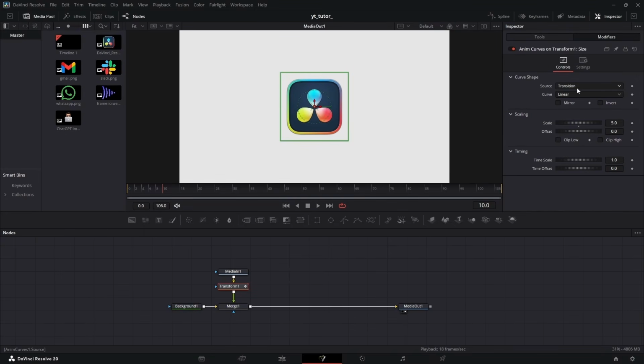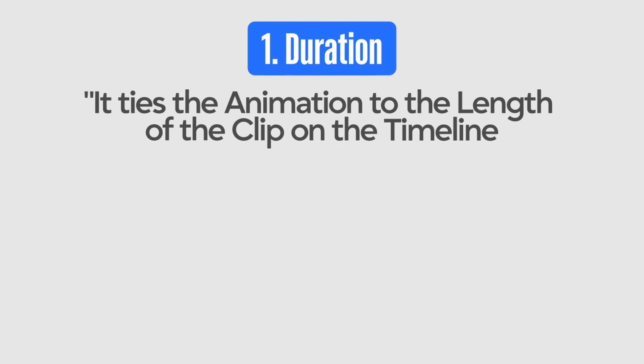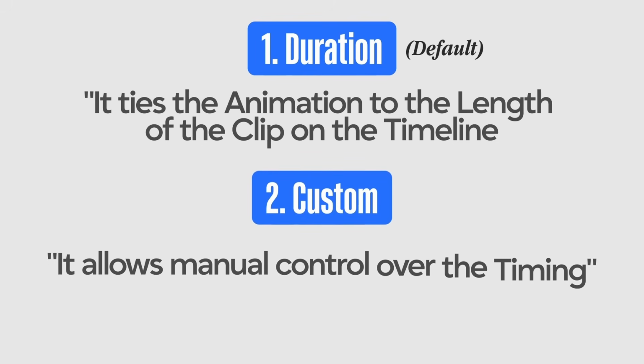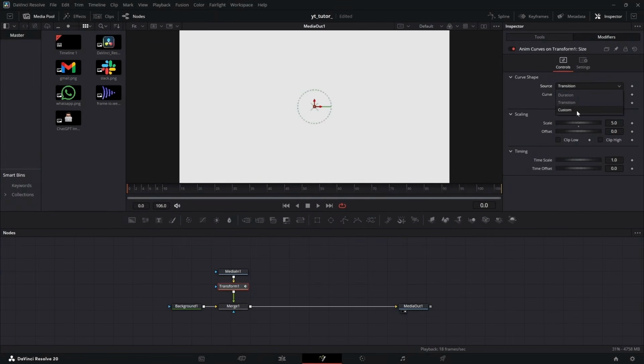First is the source controls. Determines how the animation time is calculated. It has 3 sources, but we mainly use only 2. The first one is duration. It ties the animation to the length of the clip in the timeline. It's the default one. And the second one is custom. It allows manual control over the timing, letting you define the input via keyframes. And for our case, custom is the way to go.